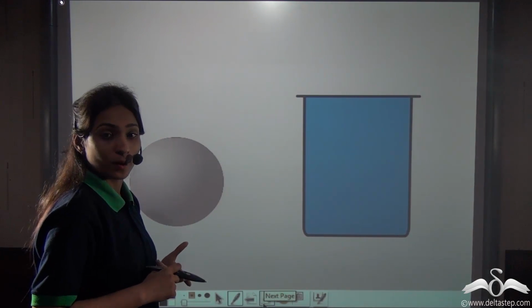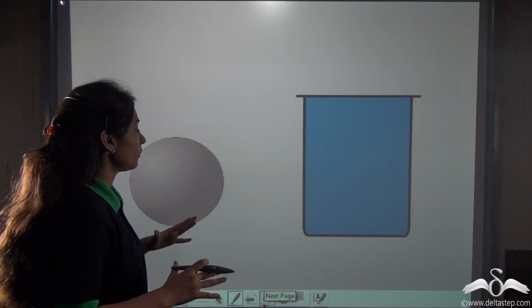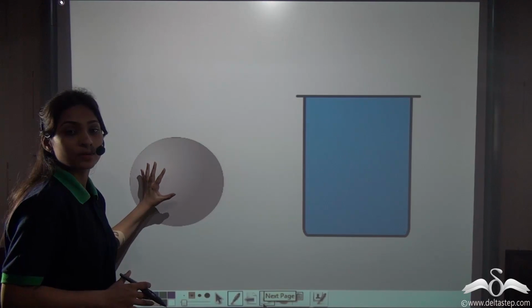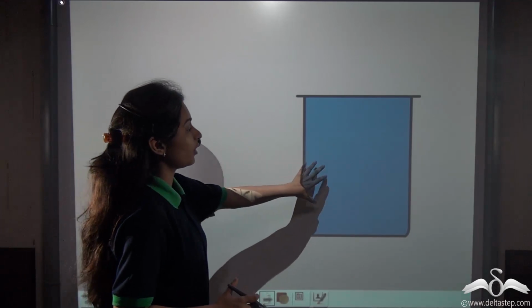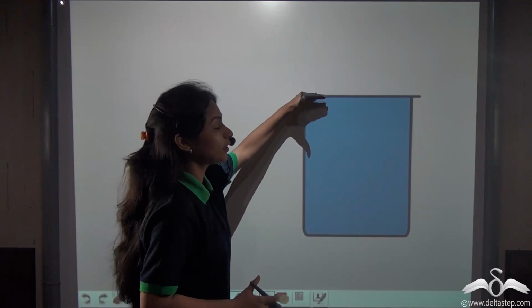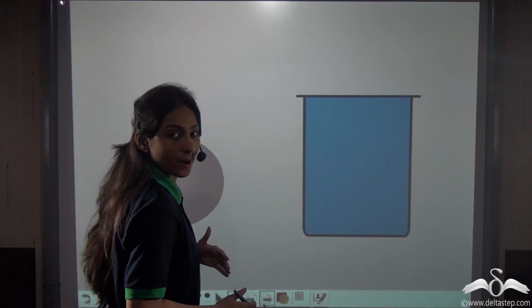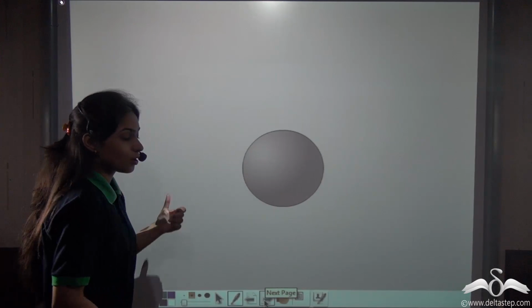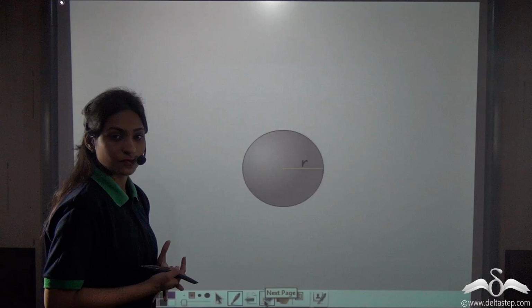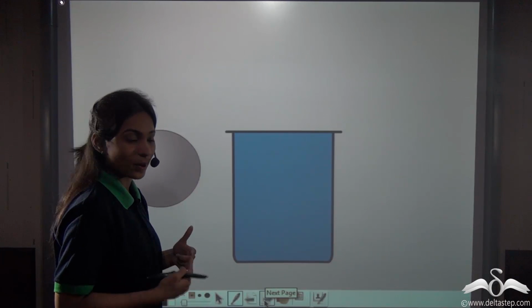Now to derive the formula for the volume of a sphere, what will we do? We have taken some spheres, that is balls of different radius, and we have filled the beaker with water till the rim. And now we conduct the experiment. First of all, mark the radius of the sphere that you are taking. So we are taking spheres one by one.